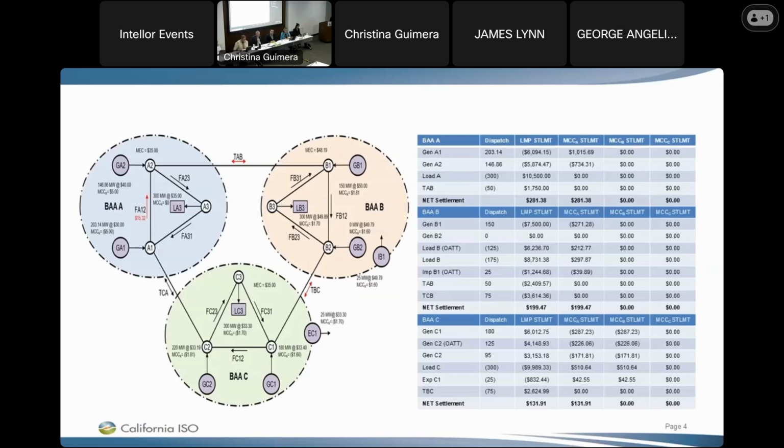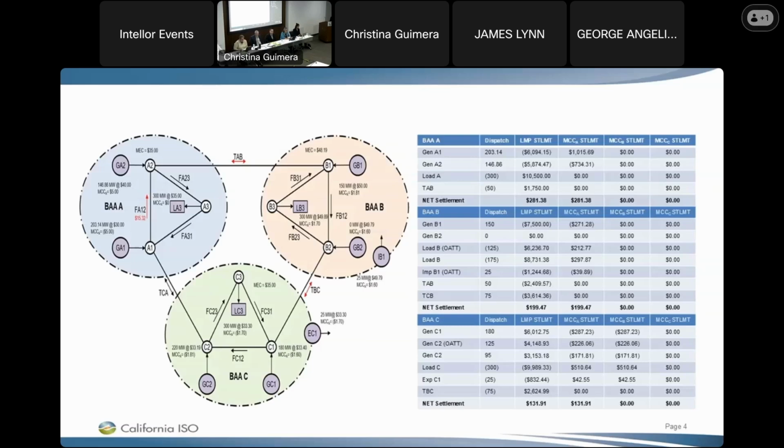So for generator A1, it was dispatched for 203 megawatts roughly. And so the LMP settlement for it was a payment of $6,094.15. Of that LMP settlement, there was a charge for $1,015.69. For generator A2, it was a payment of $5,874.47 with a charge of $734.31 in congestion associated with FA12.